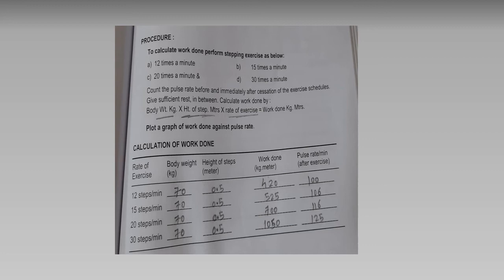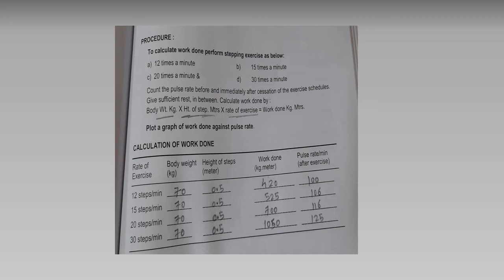So you need to write down your pulse per minute immediately after exercise. You just need to count your pulse for a minute immediately after exercise, and whatever your pulse comes, you need to write down here. I have just mentioned these values as reference values, but you need to put down your real value. Got it? So you need to write down like this, and then we will put a graph.